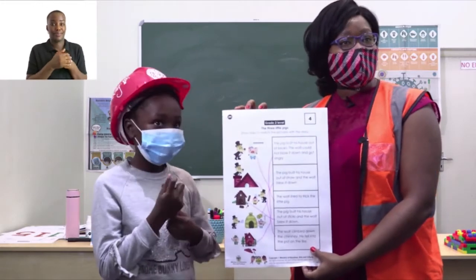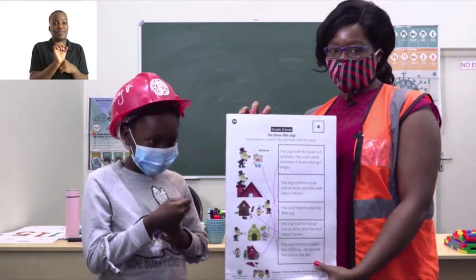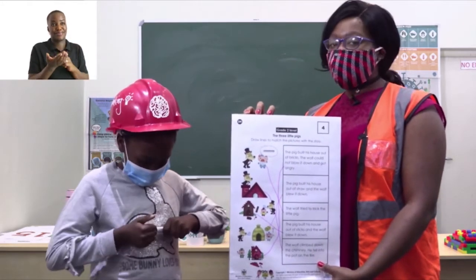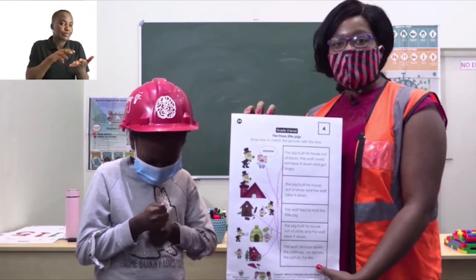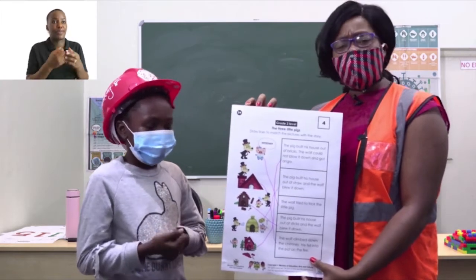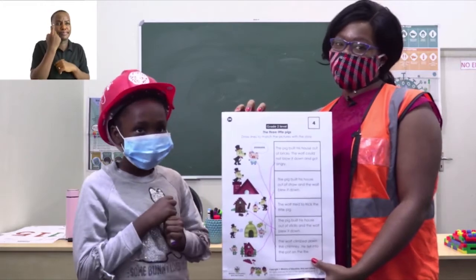So by the end of this exercise, your picture or your page is supposed to look like this. Remember, read each box carefully if you're not able to do it by yourselves. And I hope you have fun. And try and read the story again so that it can make sense to you as well.